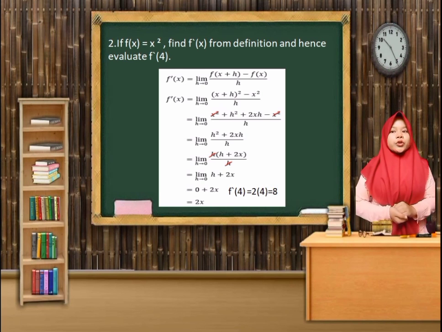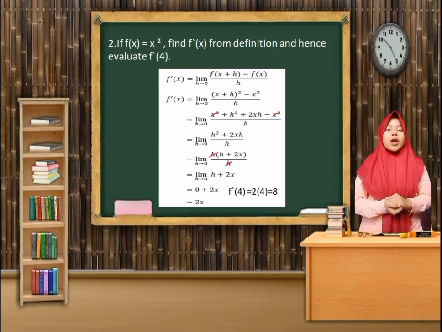Then evaluate f prime 4 equals 2 times 4 equals 8. So, f prime x equals 2x and f prime 4 equals 8.